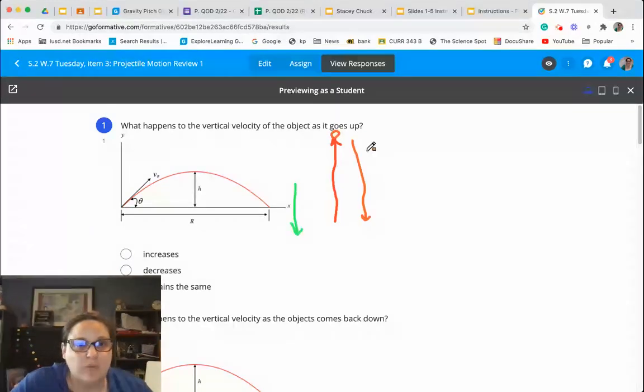So question 1, what happens to the vertical velocity of an object that goes up? Well, it decreases.